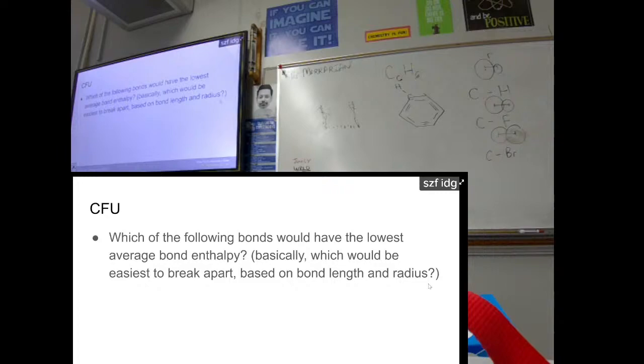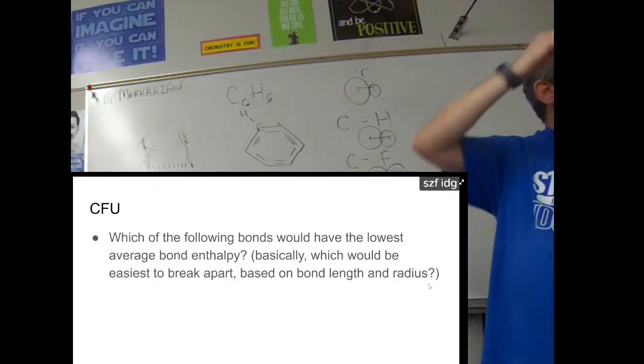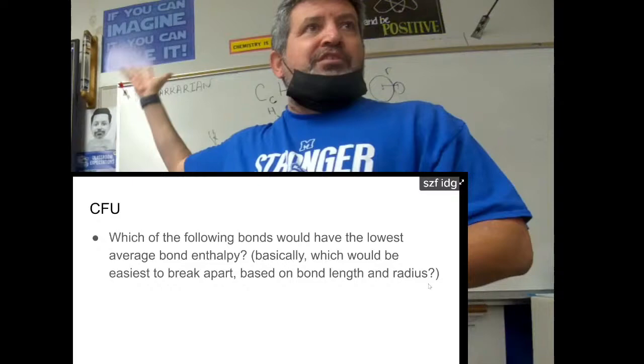So that would have the highest bond energy. This would have the lowest. CBr would be the lowest. It takes more bond energy or bond enthalpy, same thing. Remember, enthalpy is energy, guys.